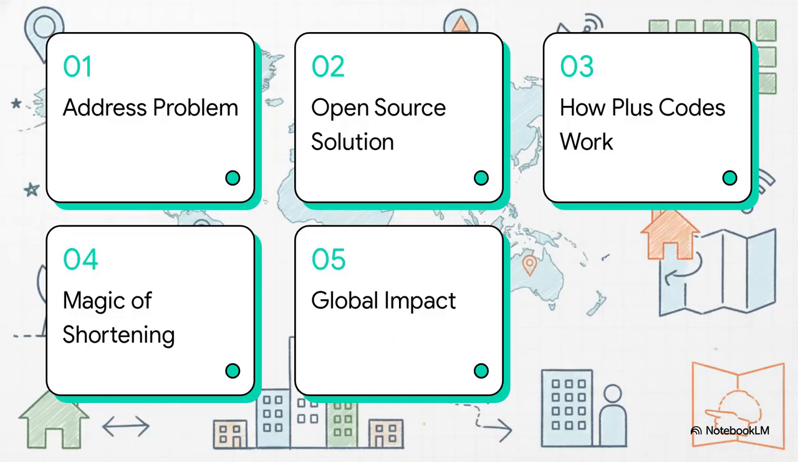All right, so for our focused learners out there, here's our roadmap for today's explainer. We've got 5 quick stops. First, the global address problem. Second, Google's open source solution. Third, how plus codes work. Fourth, the magic of shortening. And finally, number 5, real-world global impact.